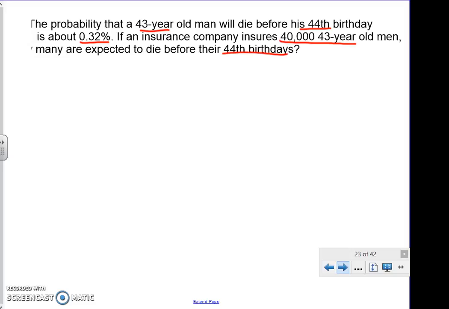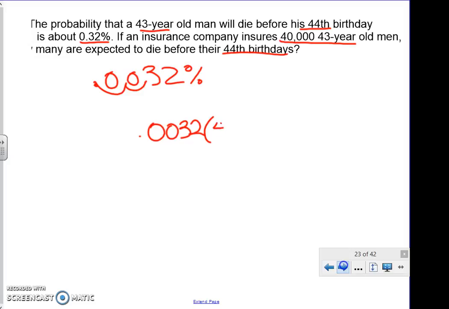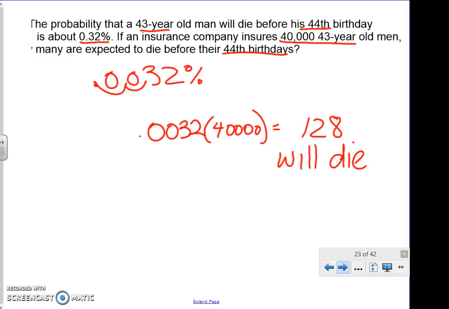So the first thing we need to do, we're not used to a percent already having a decimal, but we do still need to move the decimal over twice. So it's actually 0.0032, and we'll multiply that by the 40,000 men that were insured, and we find that 128 are expected to die before their 44th birthday.